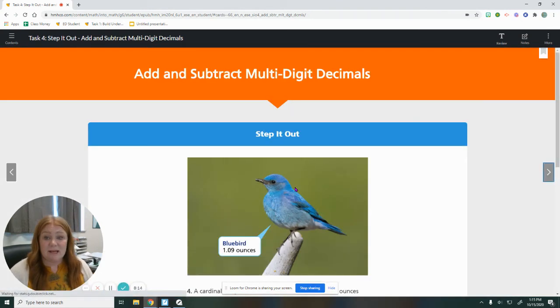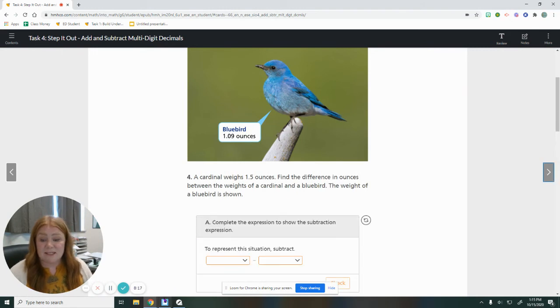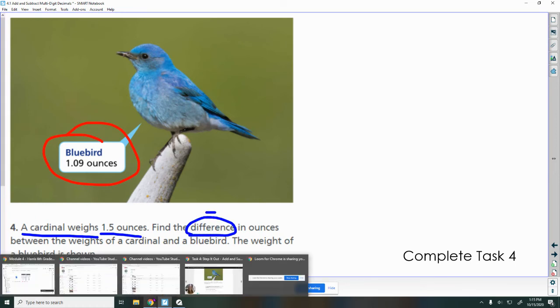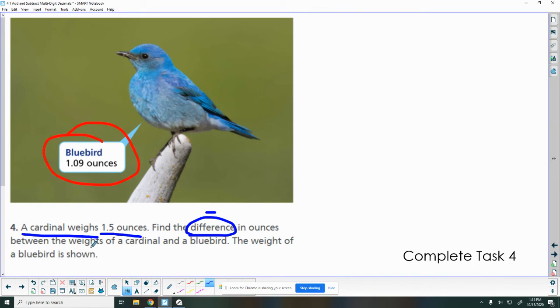So let's go ahead and try this problem about this bluebird. So a cardinal weighs 1.5 ounces. So the cardinal is 1.5. And I can see up here a bluebird is 1.09, so 1 and 9 hundredths. Find the difference. So that means I need to subtract. The difference is the answer to a subtraction problem in ounces between the weights of a cardinal and a bluebird.